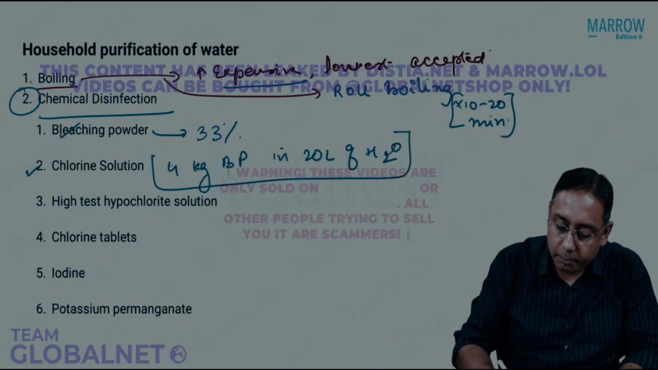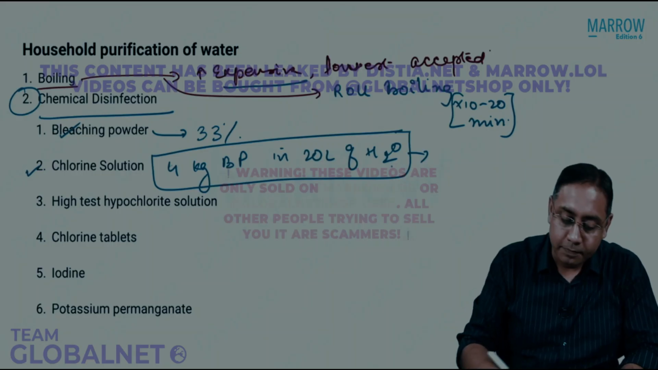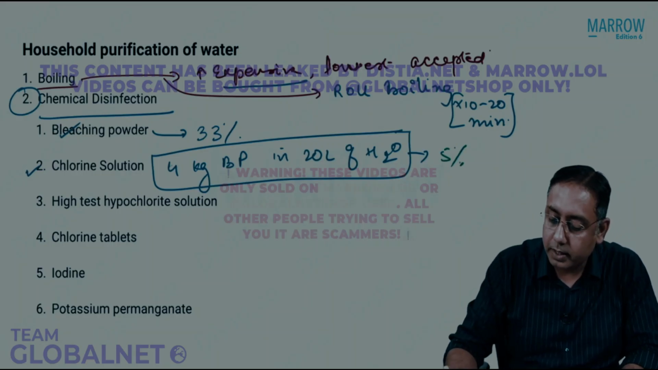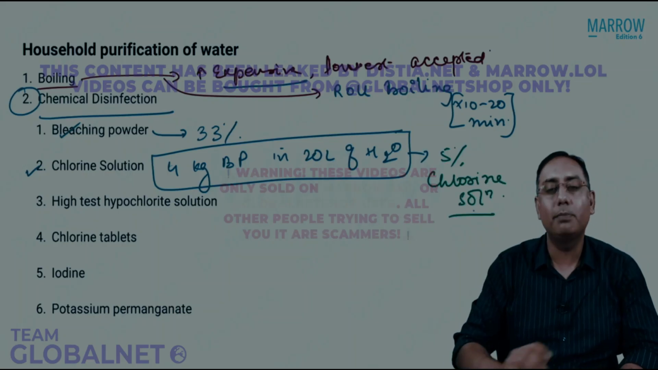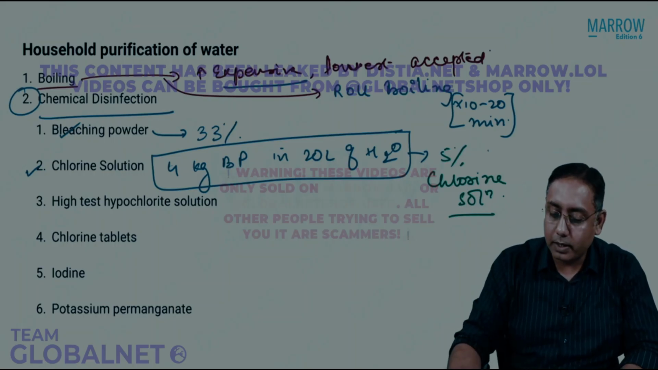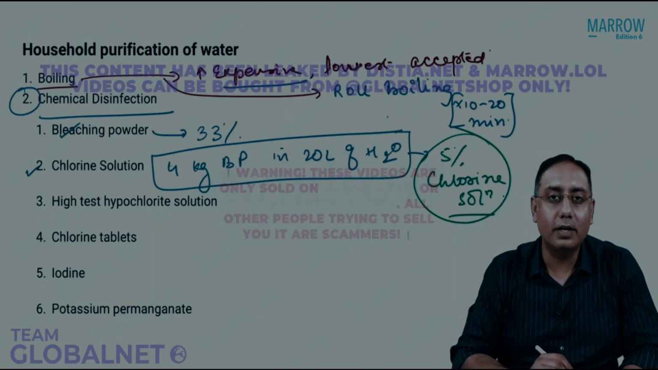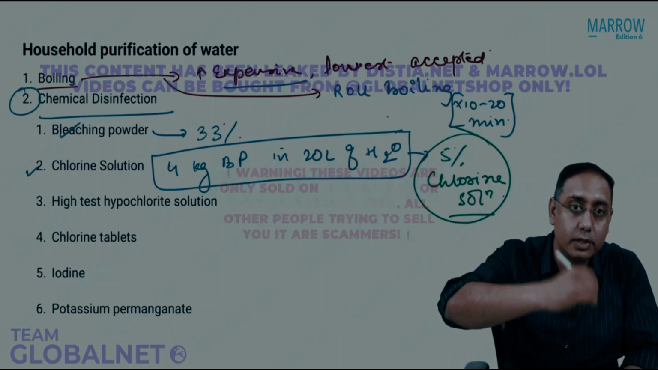This total is going to give you a water solution, a chlorinated solution. This is called a 5% chlorine solution. So how do you make a 5% chlorine solution? By adding 4 kilograms of bleaching powder in 20 liters of water. This can also be used as an effective method of household purification of water by adding chlorine solution to the water.